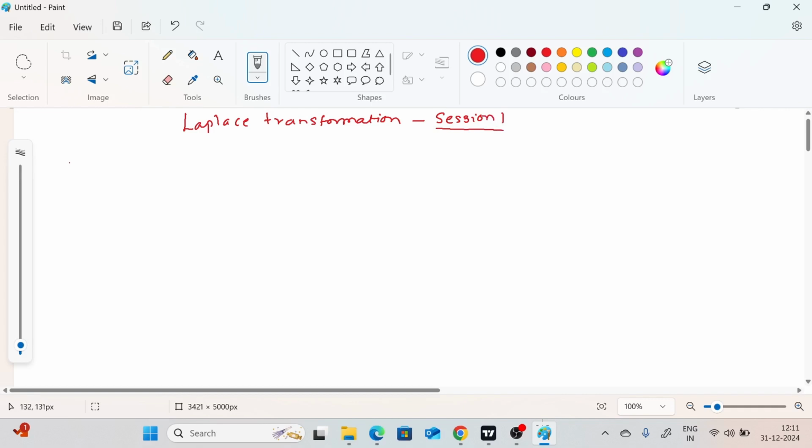Laplace is denoted by capital L, and the function of Laplace is denoted by L. You can use curly brackets, L{f(t)}, or you can use simple brackets, L(f(t)). It's up to you. Laplace is denoted by L, and the function of Laplace is denoted by either this way or this way.